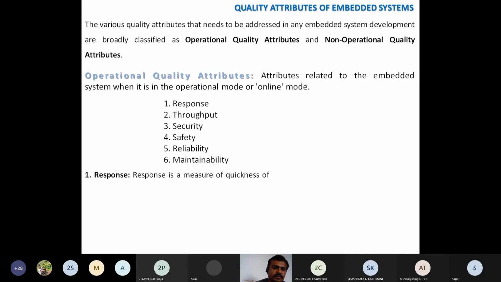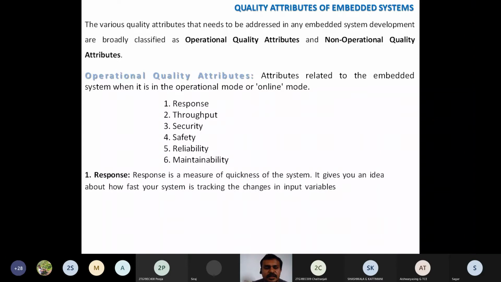The response is a measure of quickness of the system. Obviously, it is dependent on the characteristics like real time and reactive. It gives us an idea about how fast the system is tracking the changes in the input variables. Most embedded systems demand fast response, which should be almost real time.